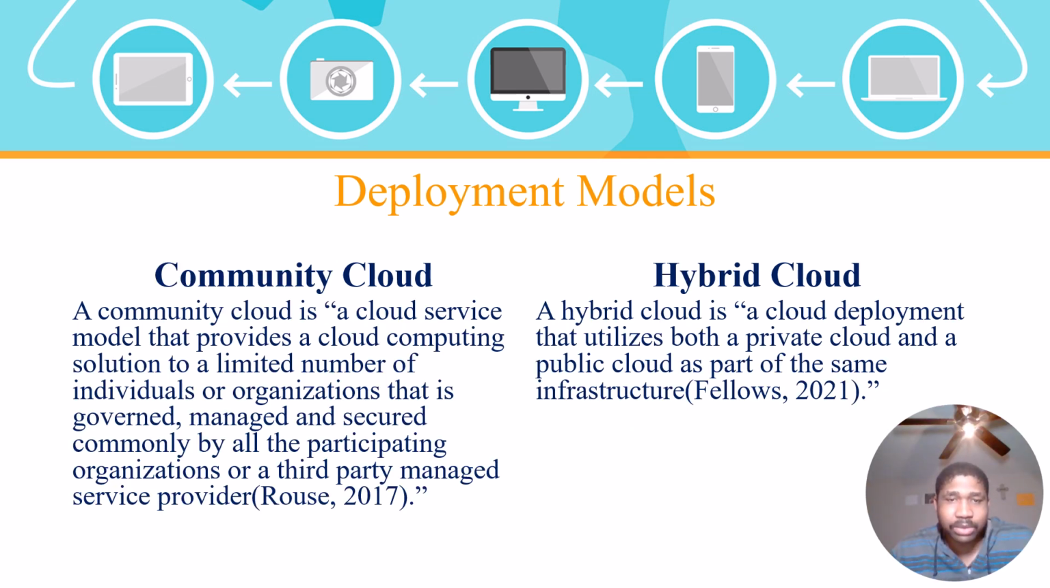And the next two deployment models are community cloud and hybrid cloud. A community cloud is a cloud service model that provides a cloud computing solution to a limited number of individuals or organizations that is governed, managed, and secured commonly by all the participating organizations or a third-party managed service provider. And hybrid cloud is a cloud deployment that utilizes both a private cloud and a public cloud as part of the same infrastructure.